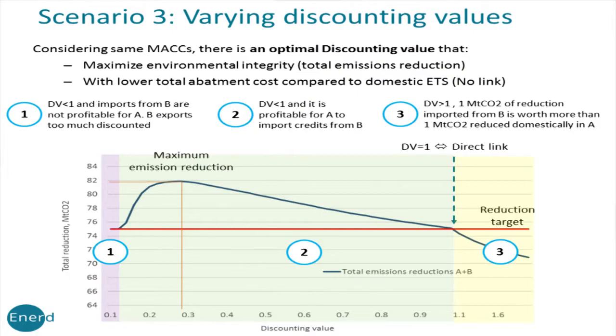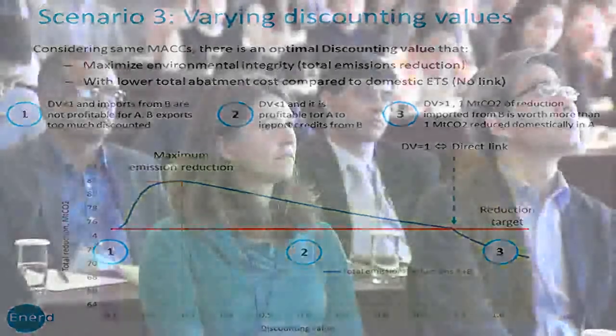So there is the first zone. For very low discounting value, it's not profitable at all for country A to import permits from country B. It's too much discounted. So it's the same as domestic ETS with no link. And then in zone 2, it will become interesting for country A to start importing permits from country B. So we have higher total reductions compared to the target, but lower abatement cost compared to domestic ETS only. And then you have the last zone, zone 3, where if country A imports 1 permit from B, it will be more than 1 on the domestic market, which doesn't make sense. So it's just a theoretical zone. You can forget it, actually.